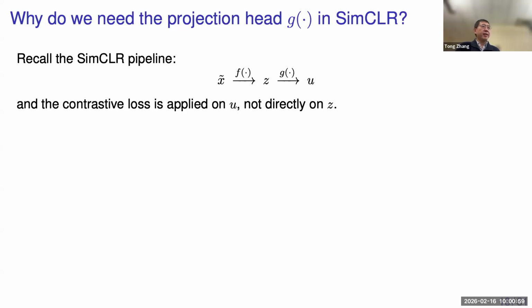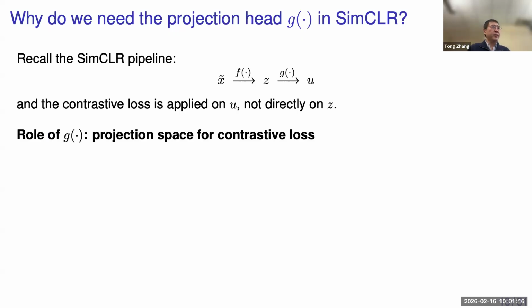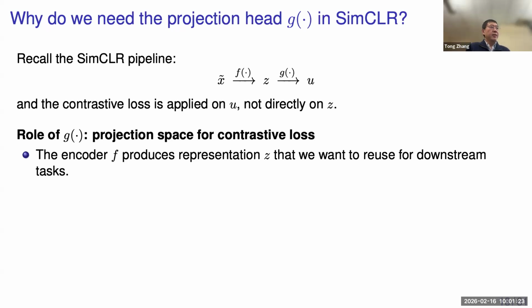Now let's say the pipeline. This is a representation. You are learning this guy, and you compute the loss on U, not on Z. So why is that? The key, of course, is it gets you better performance. But then there's a reason. This is a projection space for contrastive loss, not the latent space. The encoder produces a representation that we want to reuse for downstream tasks. It's always the case. You can use it for generation or whatever other things.